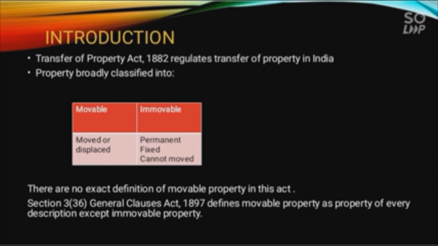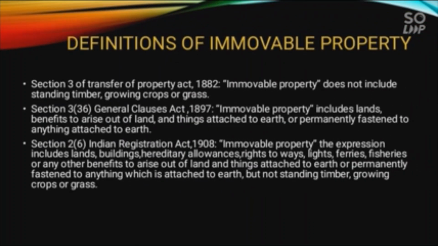There is no exact definition of movable property given under this Act. But Section 3, Clause 36 of the General Clauses Act 1897 defines movable property as property of every description except immovable property. In this definition also, the emphasis is given to immovable property. So we can understand movable property only through immovable property. Now we can go through certain definitions of immovable property.